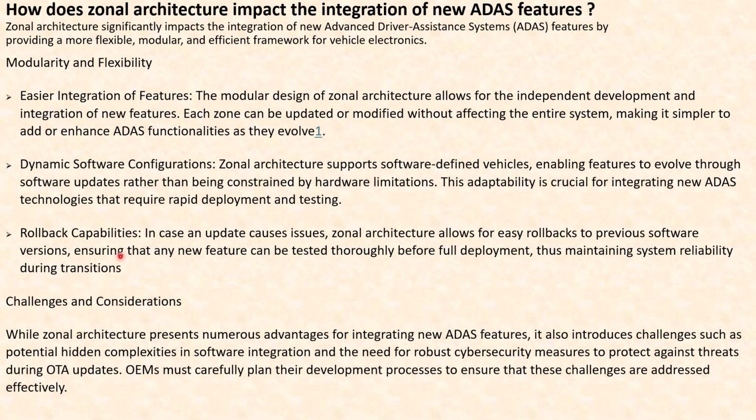Now, when it comes to rollback capabilities, in case an update causes issues, zonal architecture allows easy rollbacks to previous software versions, ensuring that new features can be tested thoroughly before full deployment, thus maintaining system reliability during transitions. So in case there is some problem with the update, with the help of the zonal architecture, going back to the previous version is far easier.